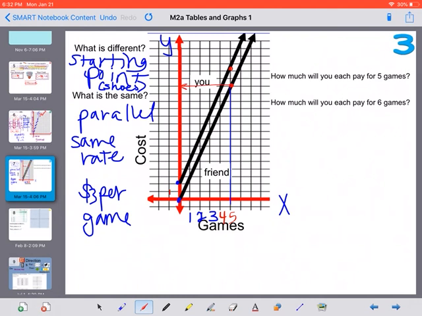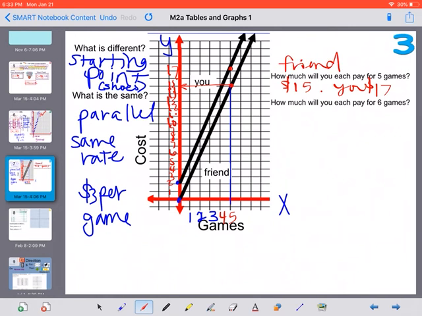So if we count up from the bottom, 1, 2, 3, 4, 5, 6, 7, 8, 9, 10, 11, 12, 13, 14, 15. So your friend would have to pay $15, but you have to pay more, sorry, $17. So this is your friend, and that's you.